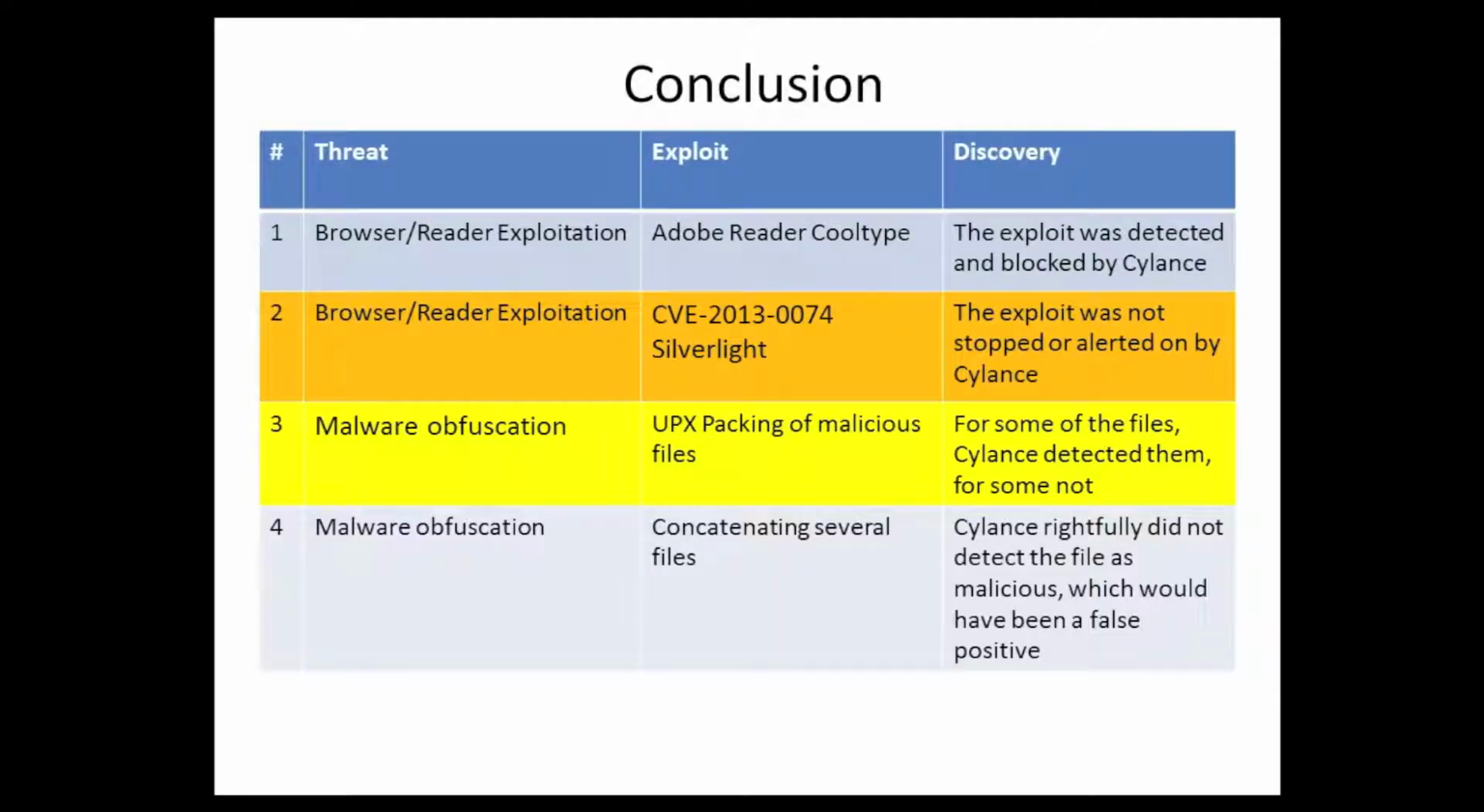Cylance was found to detect and block the Adobe Reader CoolType exploit, and was also able to ignore false positive threats. However, it was not able to stop the browser exploit using Silverlight and most of the obfuscation threats from UPX packaged malicious files.